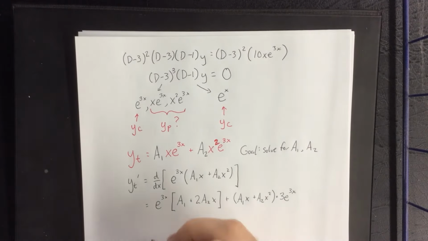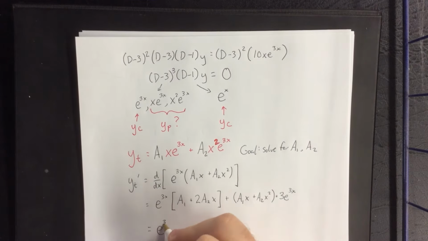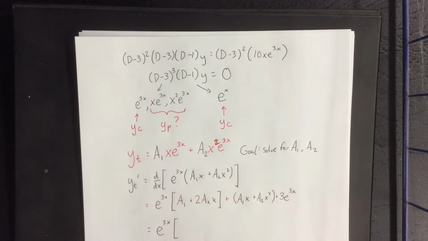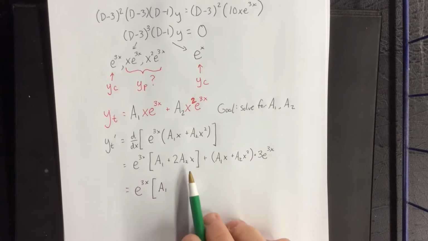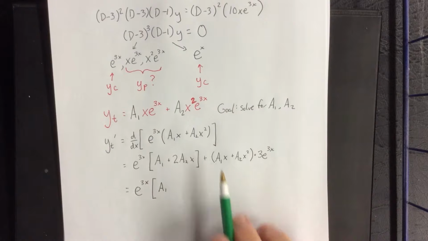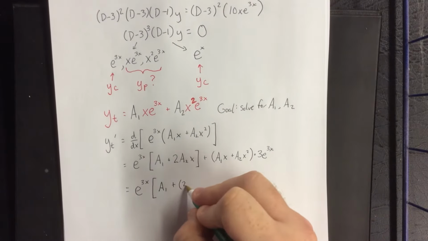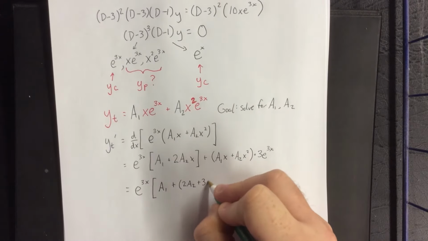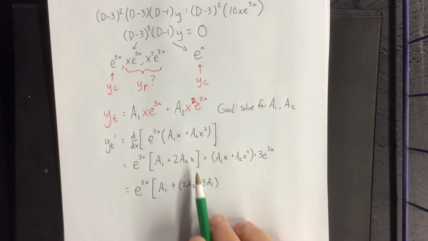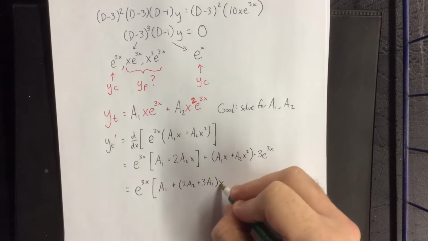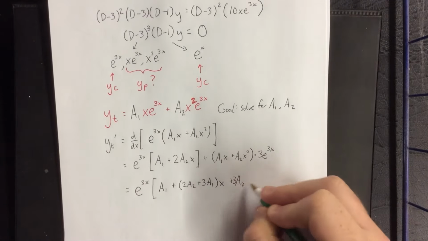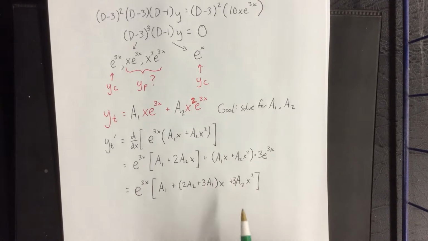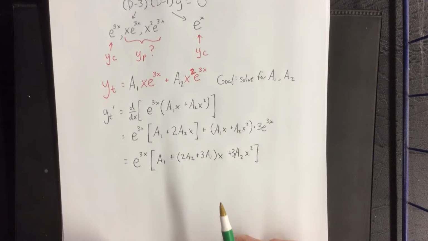Then I'm going to do the same sort of factoring thing that I just did and leave the e to the 3x out front. As far as constant terms are concerned, it looks like the only constant term we're going to have will be a1. As far as an x term is concerned, I see 2a2 as well as 3a1, 2a2 plus 3a1. And then as far as an x squared term is concerned, looks like we'll have a 3a2 x squared. So that will be our first derivative of the trial solution.